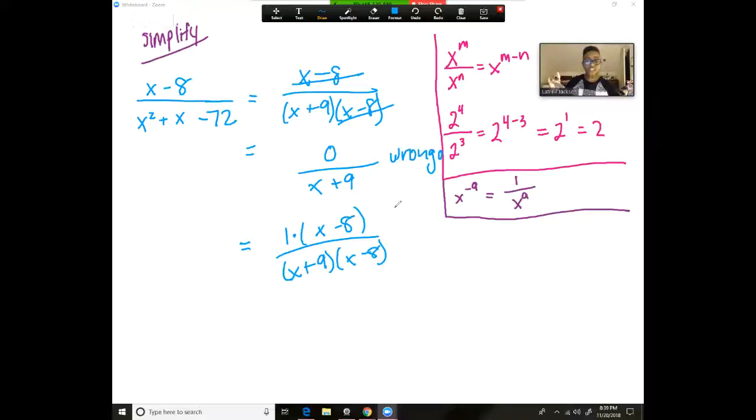Now let's take an extra step that you probably wouldn't take. Let's separate 1 over x plus 9 times x minus 8 over x minus 8. That's the exact same thing as the previous step. So now this 1 over x plus 9 stays like that, and then x minus 8 over x minus 8 turns into 1. And when you multiply 1 by 1 over x plus 9, it's the same as 1 over x plus 9. So that's actually the answer.